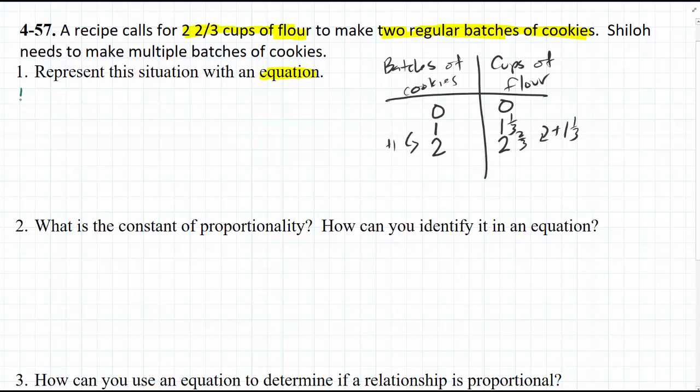I'm going to say let x represent the batches of cookies, and we're going to let y represent the cups of flour needed. We could look at the initial information they gave us, which means that we need 2 2/3 cups of flour for 2 batches of cookies. But if we look at our table, we simplified some of the information. So instead of making 2 batches, we'll assume we only need to make 1 batch, and we'll make an equation relating to 1 batch.